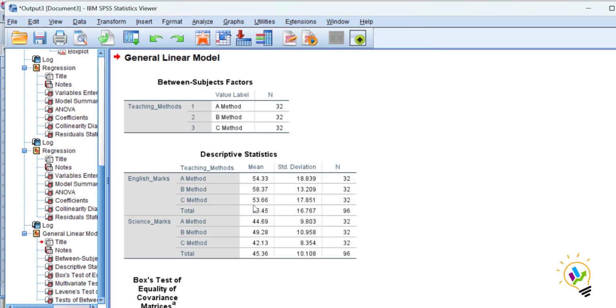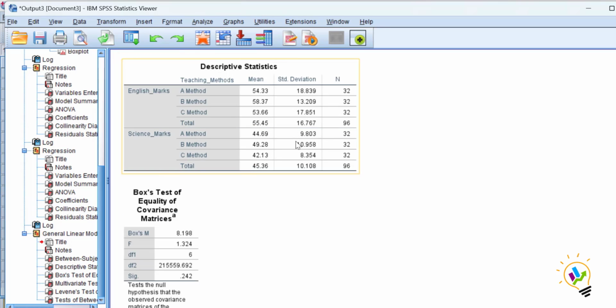and click OK. Now we can see the number of cells. You can see 32, 32, 32. This is also one of the assumptions. We said the number of respondents in each group must be greater than the number of dependent variables. We have two dependent variables, so it should be more than 2. But we already said if it is more than 30, it is the best. So we have 32, 32, 32, equal in each of the groups. So we are fulfilling the cell count requirement also.